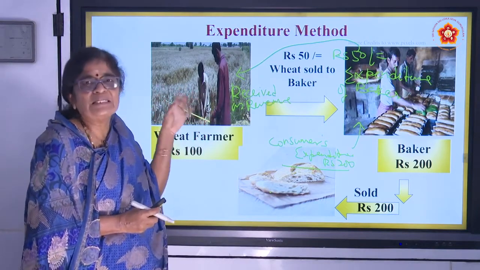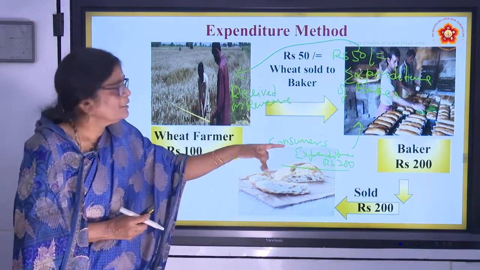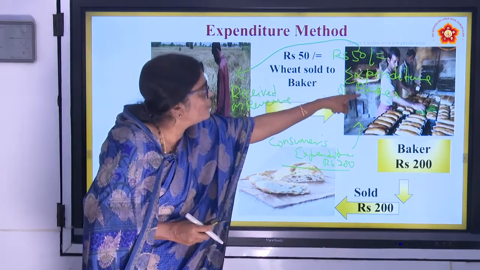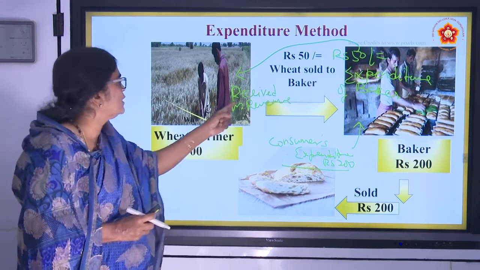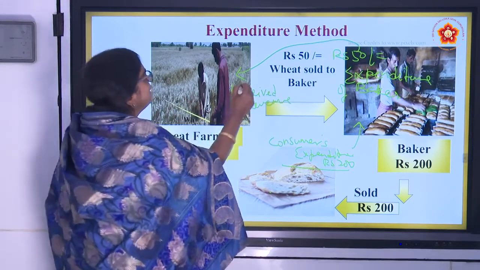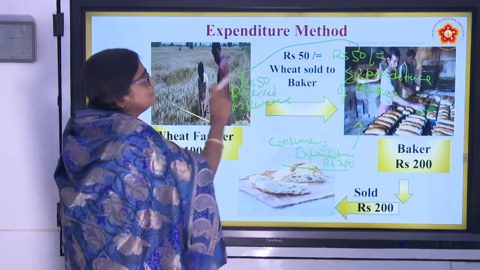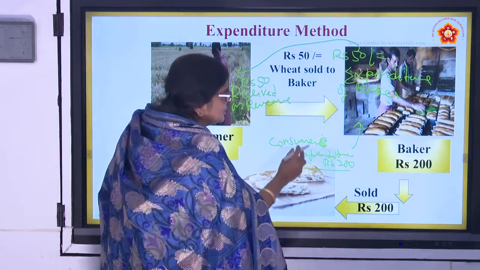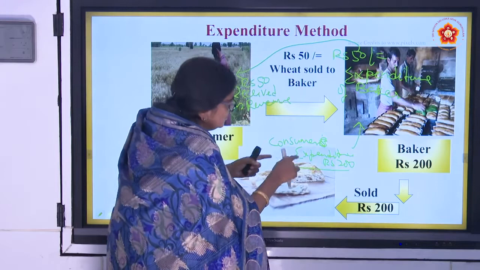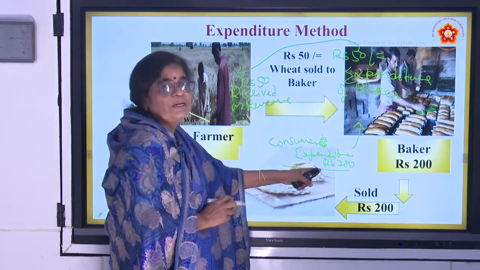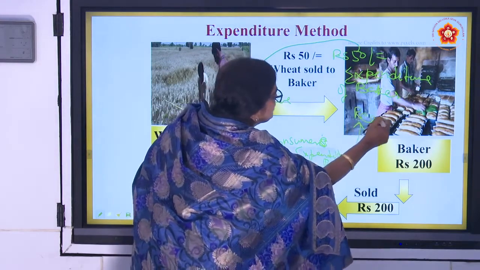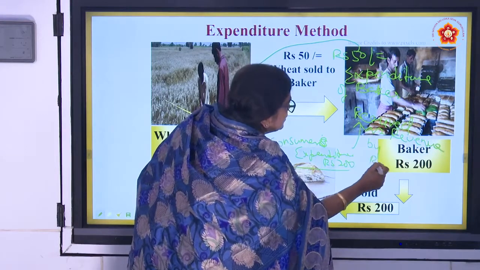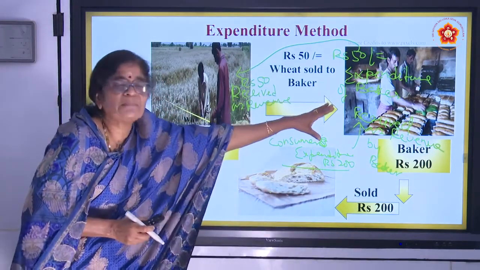That's what I mentioned at the beginning itself: one person's expenditure is another person's income. Here, rupees 50 is the expenditure of the baker, because he is buying 50 rupees worth of wheat from the farmer. That expenditure will be received by the farmer as rupees 50 income by selling the wheat. At the same time, the baker will sell the bread to the consumers, and the consumers' expenditure is rupees 200 because they are buying from the baker. But it will be received as revenue or income by the baker. You understood the concept? One person's expenditure is another person's income.